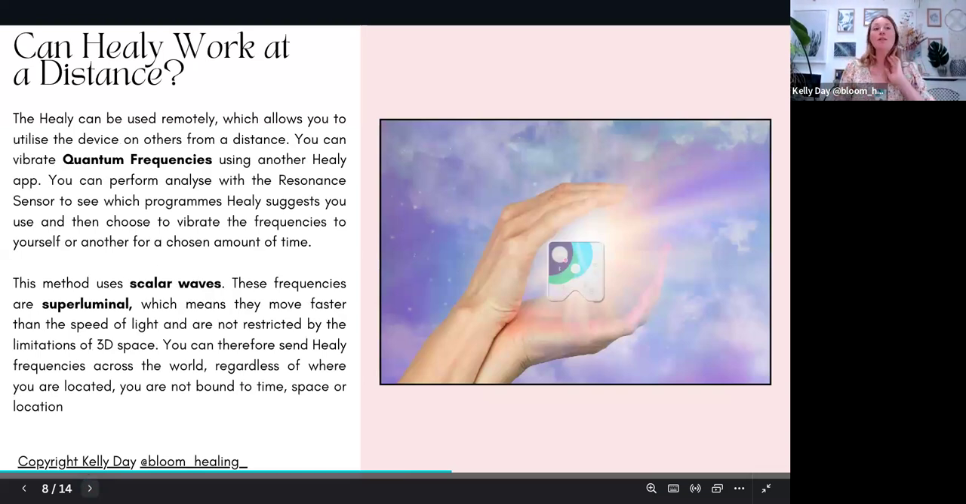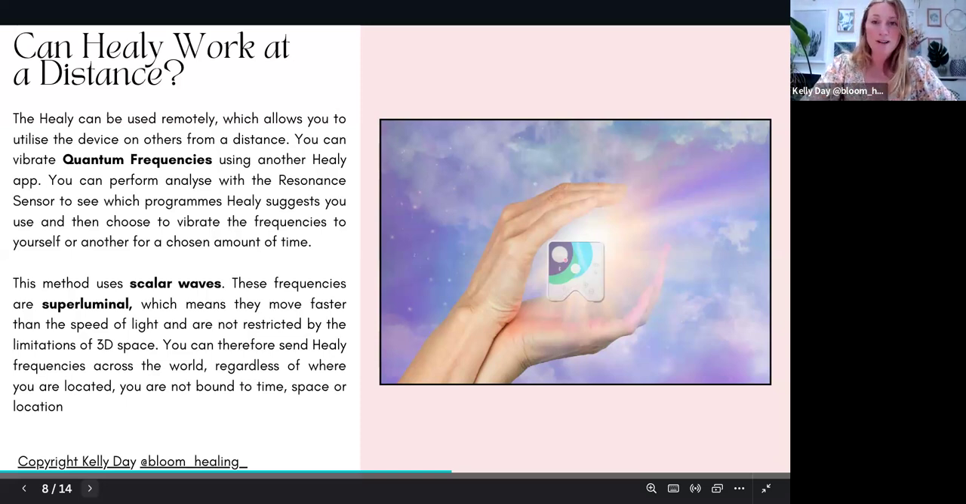So as I briefly touched upon, can Healy work at a distance? Yes, it can. The Healy can be used remotely. It allows you to utilize the device on others from a distance. You can vibrate quantum frequencies using another Healy app. We have a couple of apps that you connect to the Healy with, and then you can analyze with the resonance sensor. So you can analyze a person's bioenergetic field even when they're not with you. You just have to set them up as a client in your Healy. The Healy then suggests which programs to use, and then you can choose to vibrate those frequencies to yourself, if you're doing it on yourself, or to any other person. You can also choose to vibrate them to an animal, a plant, a place, a building, a group.